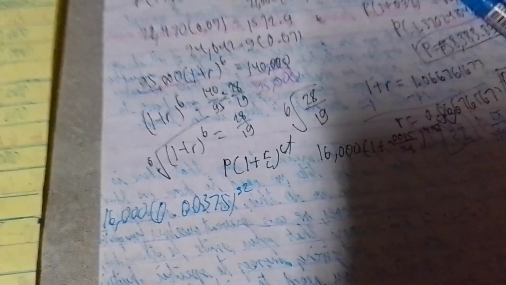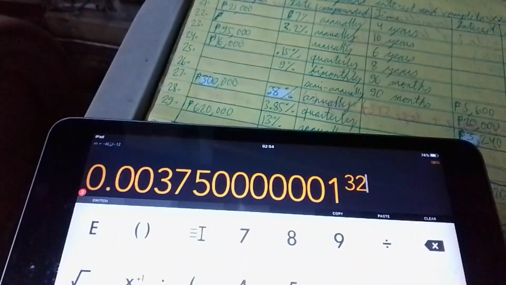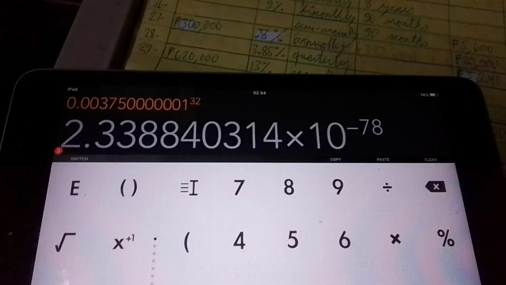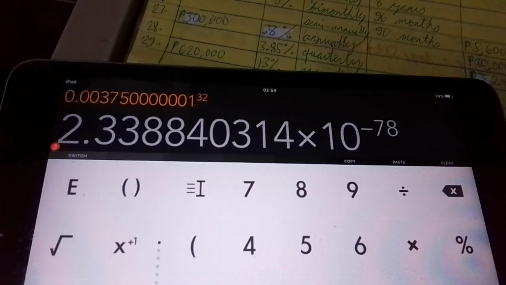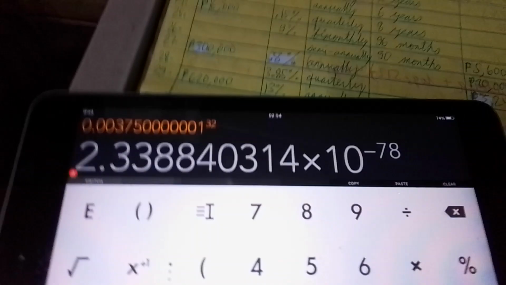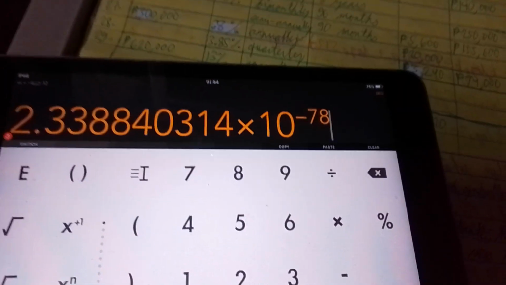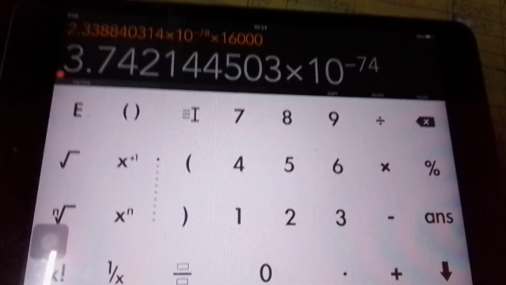And then we raise that to the exponent, which is raising it to the 32nd power. But since this is a very large exponent, I would rather do it in a calculator. Looking back at my solution sheet, this is what I did. Later, I'll show you my solution sheet. And then we have, wow, that's a very strange answer. 2.338840341 times 10 raised to the negative 78 power. That's far off. But keep that answer because you will see why it makes sense. Just press the answer, and then whatever answer you get, you multiply that by the principal, which is 16,000. I just hope our answer gets smaller.